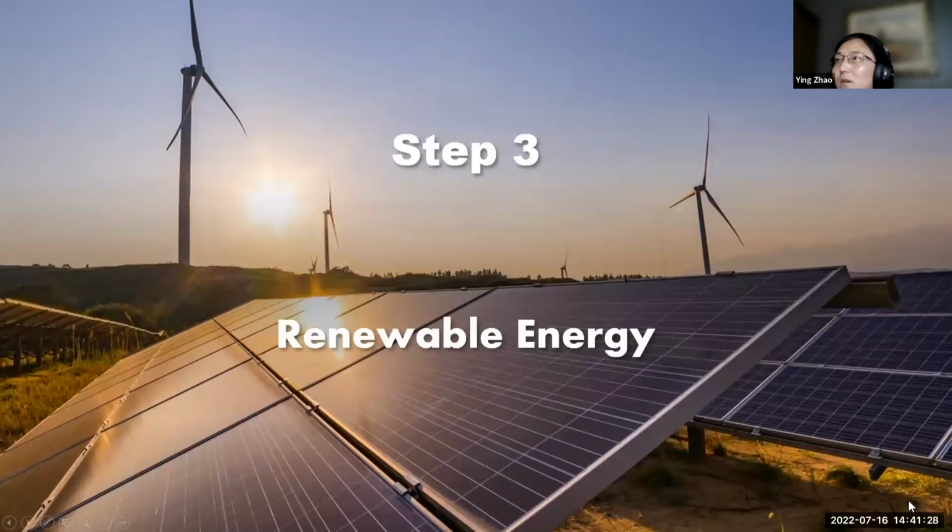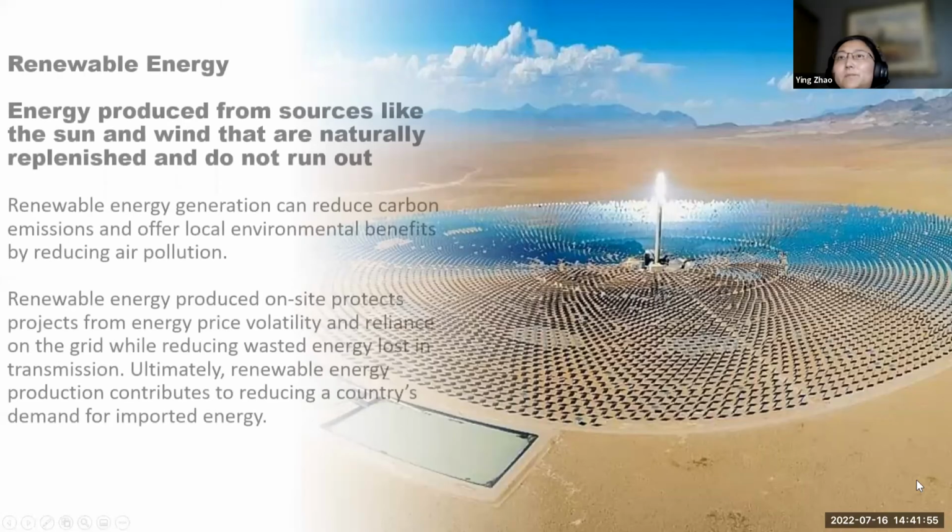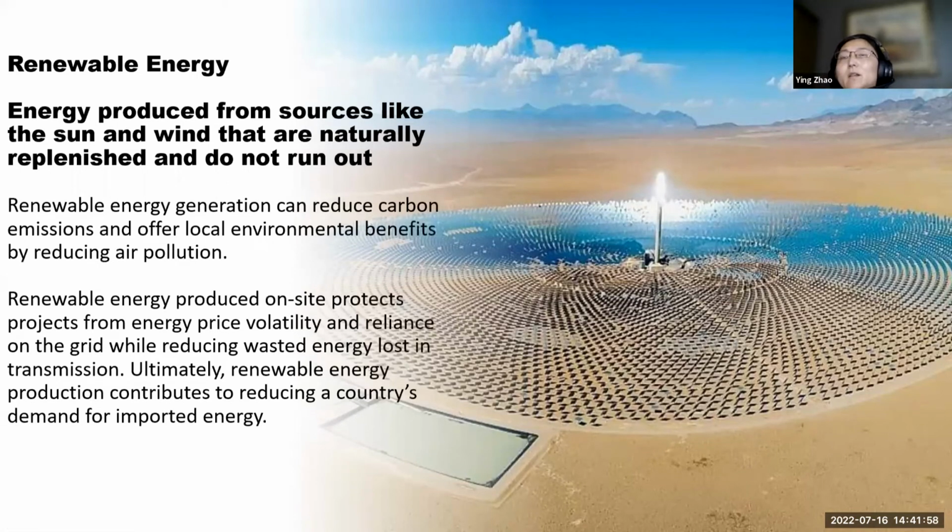Okay, so we talked about the efficient system, and then we talk about applying renewables. So we already reduced the load and used a more efficient system to reduce the energy use. And the next step, we use renewable energy to further reduce the energy use. The definition of renewable energy is energy produced from sources like the sun and the wind that are naturally replenished and do not run out. So that is renewable.